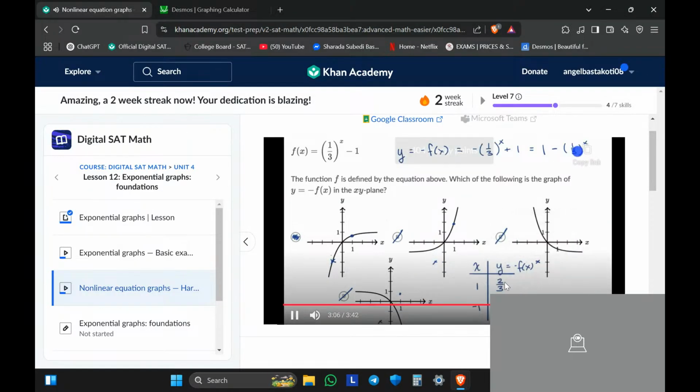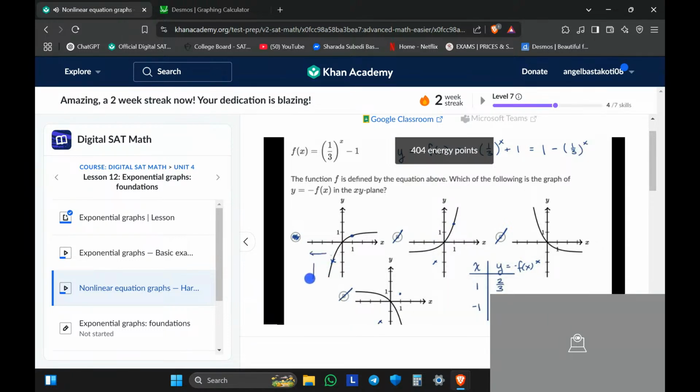When x is a very negative value, your graph should get very negative. And this one checks that box. As x gets more and more negative, this graph is just getting more and more negative.